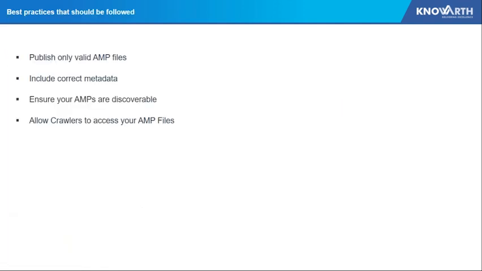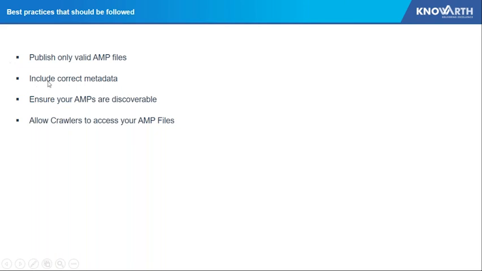Now next is what all the best practices are that need to be followed for creating any AMP pages. So the first one is to publish only valid HTML files. If you publish any invalid AMP file, it might break in your mobile browser, or it might break in a third-party system like Google search, Pinterest, and all these things.